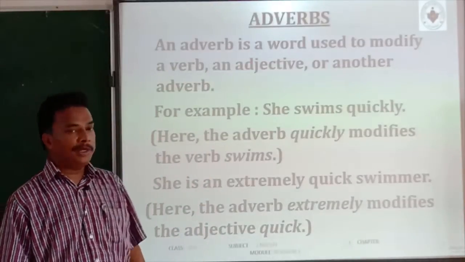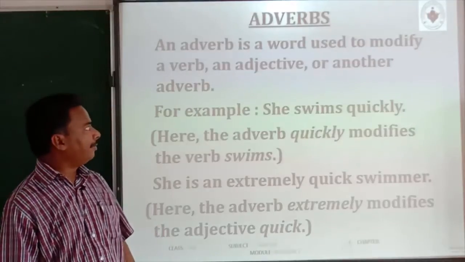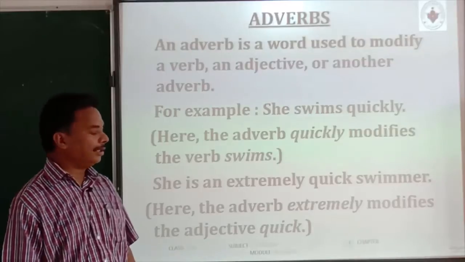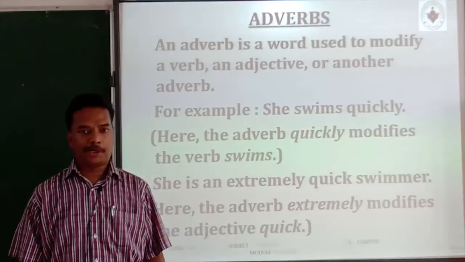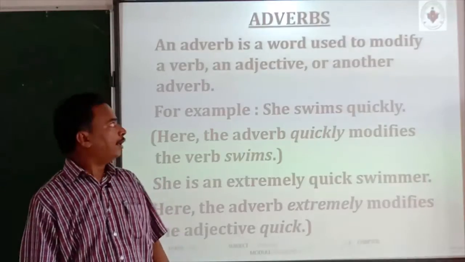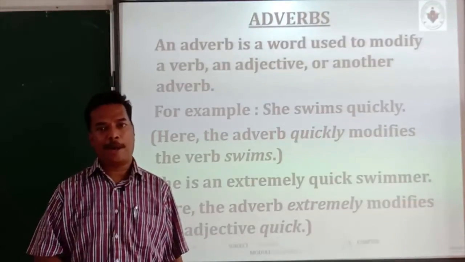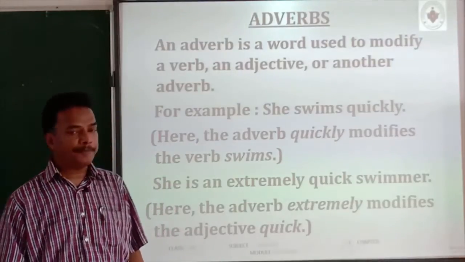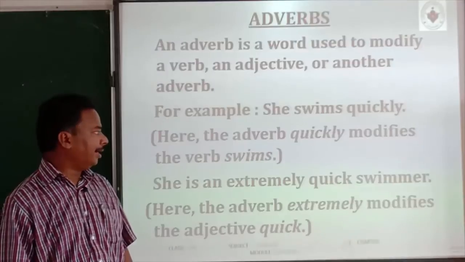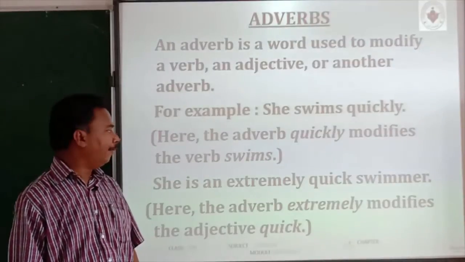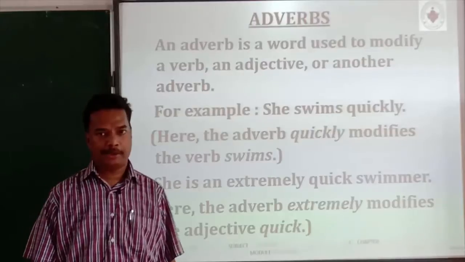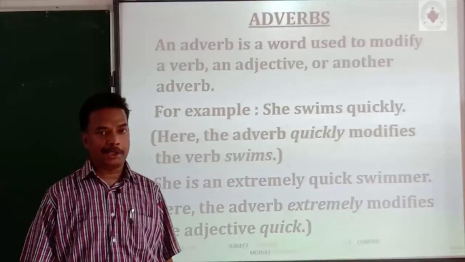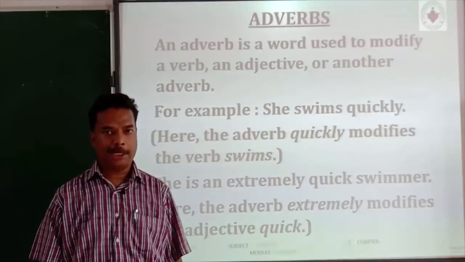An adverb, now we deal with adverbs first. An adverb is a word used to modify a verb, an adjective, or another adverb. Or in other words, adverbs qualify or modify other words. For example, she swims quickly. Here, the adverb quickly modifies the verb swims. In this example, the adverb quickly tells us how she swims. She swims quickly.